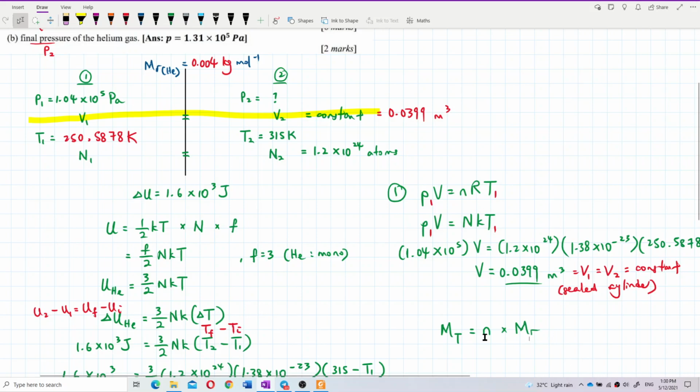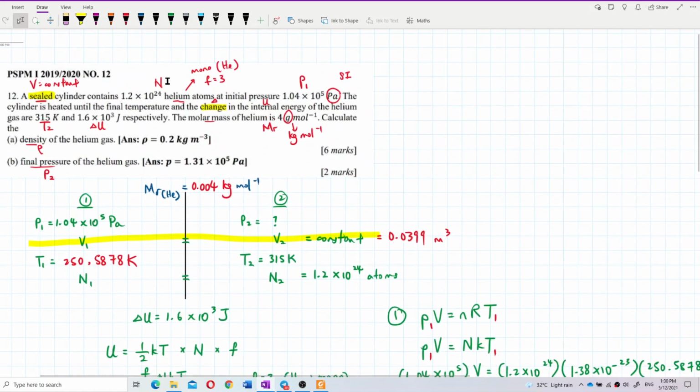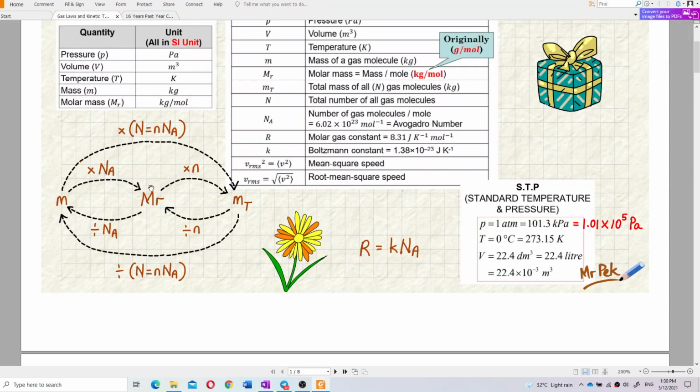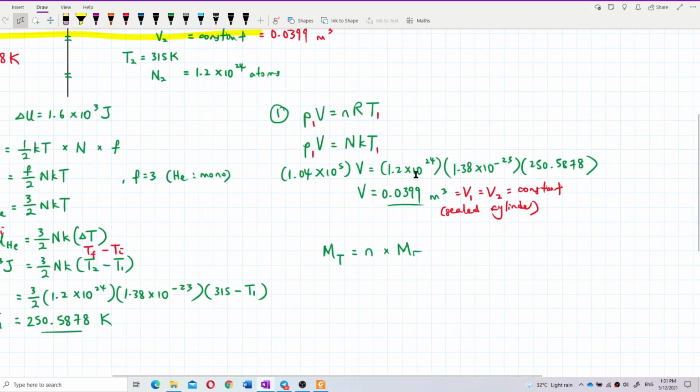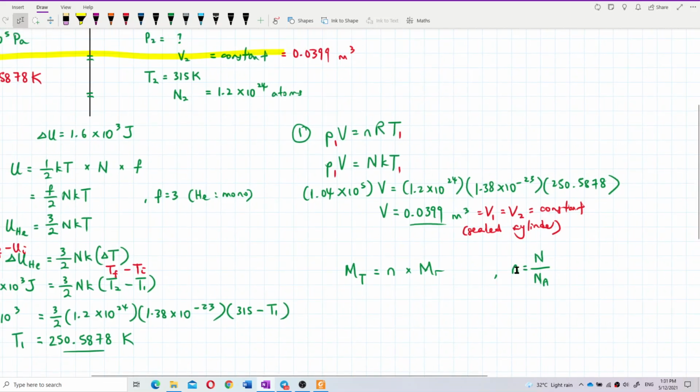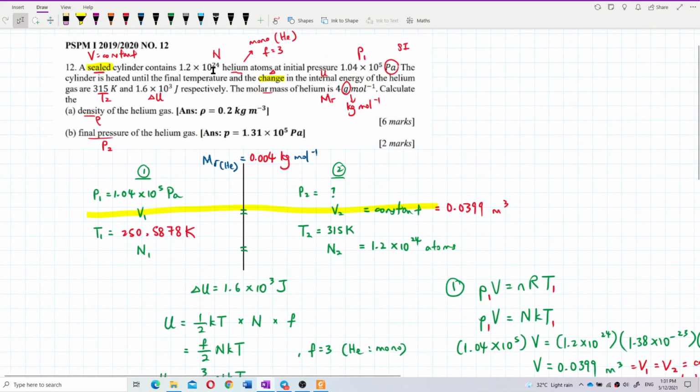So I need to find the number of moles. How to find the number of moles? It already gives you the total atoms. So you just divide the total atoms by the Avogadro number and you get the number of moles. The total atoms is actually the number of moles multiplied by Avogadro. So the number of moles is the total atoms divided by the Avogadro constant. This is the number of atoms in 1 mole. This is chemistry, you understand?